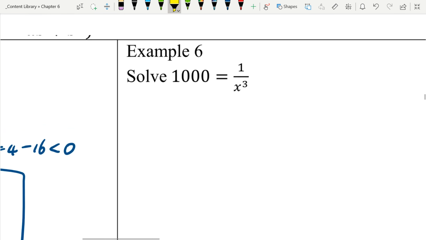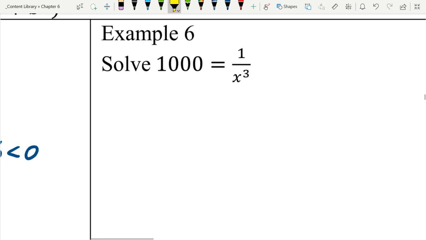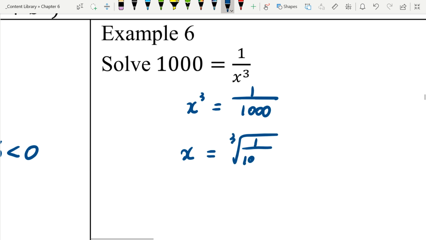Okay. Actually, there's another easy way to solve it. In this question, look at example 6. What's x cubed equals to? x cubed is 1,000. And x equals the cube root of that, right? Because 10 to the power 3 equals 1,000. So x is just the cube root of 1,000.